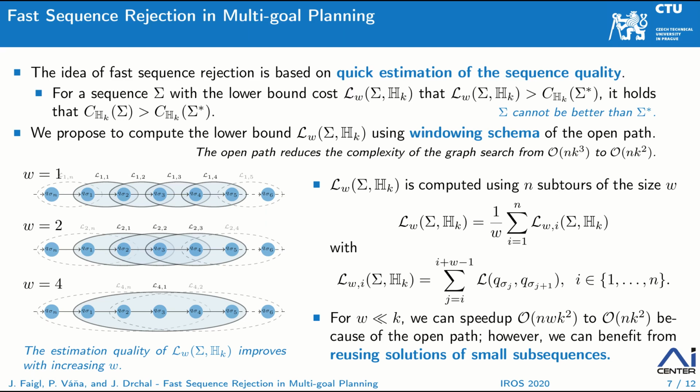There is a trade-off because for window size significantly smaller than the number of heading samples, we can speed up the computation from nwk squared to nk squared. But we can also see that for long windows there is no direct computational benefit to the true cost with the complexity nk cubed. However, the benefit of the windowing schema is in splitting the computation using short subsequences for which we expect to reuse the solution in examination of the newly generated sequences using, for example, a hash map data structure.